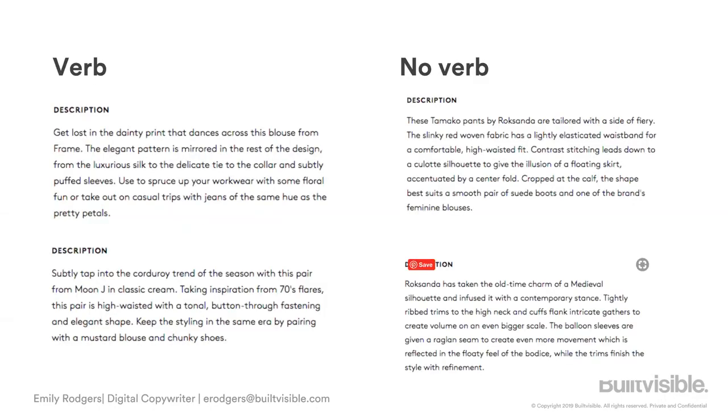A little simple trick that I like to use is starting with a verb. If you start with a verb, it invokes an action in the reader. Let me talk you through what that means. On the left, we have product descriptions starting with a verb, and on the right, we have ones starting without a verb. For me, the ones on the left kind of jolt the reader into doing something, like "get lost" or "subtly tap", as opposed to "these tobacco pants" or "Roxanda has taken". The latter is more of an introductory way of introducing the product, and the former just sounds a lot nicer to me.